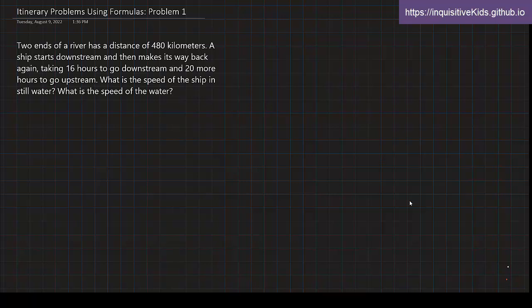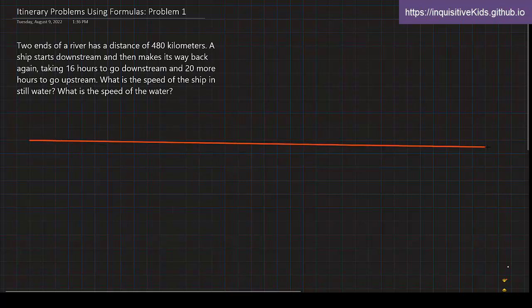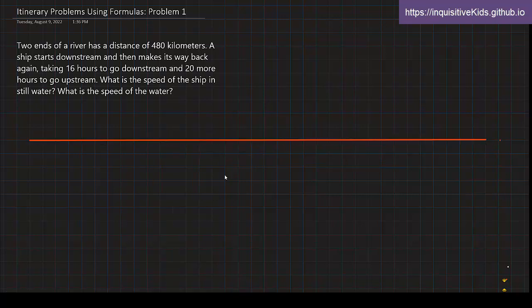Okay, so now that we've gone over the three main key points of the four problems that we're going to be looking at, let's dive into problem 1. The problem says two ends of a river have a distance of 480 kilometers. I suggest you start making your sketch as you read the problem. So I'm going to make a line there, and there's going to be two ends of a river. And they have a distance of 480 kilometers.